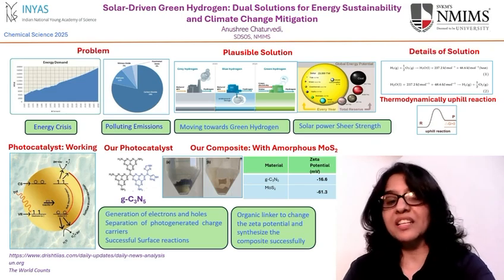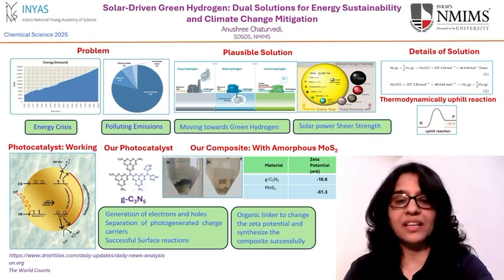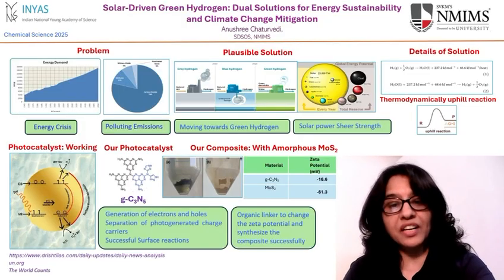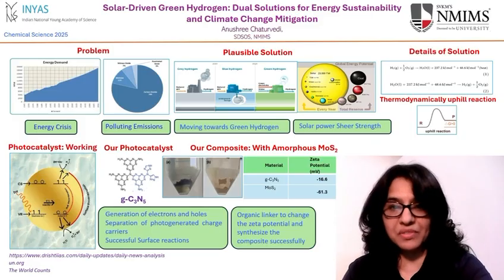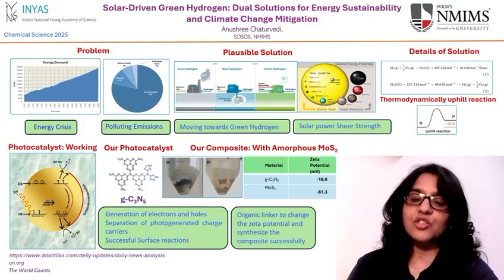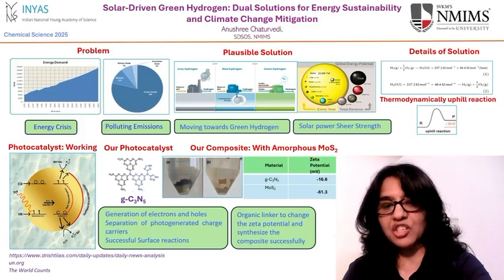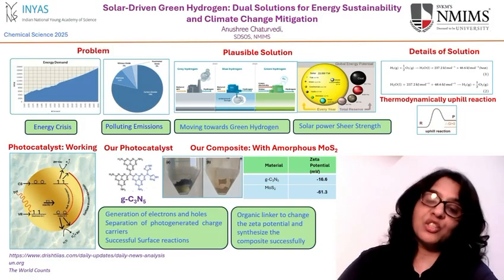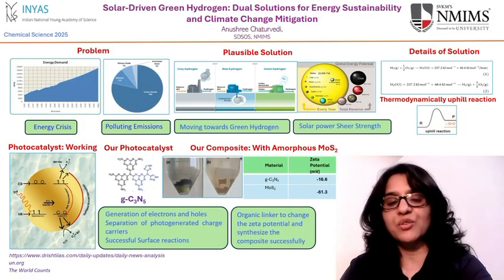Since water splitting is an uphill reaction requiring energy, we use a photocatalyst that can make this reaction spontaneous. This photocatalyst functions by absorbing photons from the sun and exciting the electrons from its valence band to the conduction band, and then using these electrons at the surface to reduce protons from water to hydrogen.